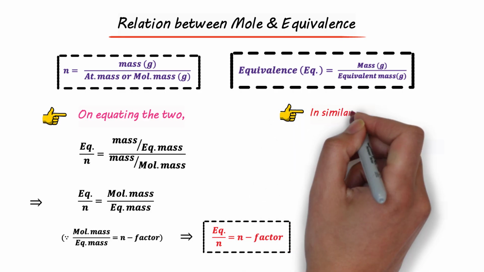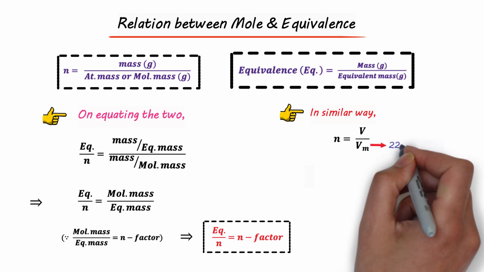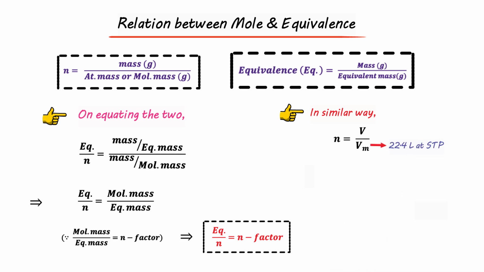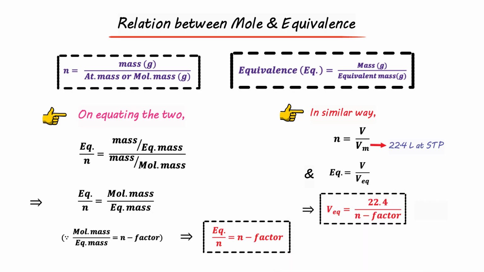Now, in a similar way, as per the volume definition, number of moles is equal to volume divided by molar volume, and this molar volume is actually equal to 22.4 liters at standard temperature pressure, and equivalence is equal to volume divided by equivalence volume. Again, on equating the two expressions, we could get equivalence volume equal to 22.4 divided by n factor. This expression is valid at standard temperature pressure.